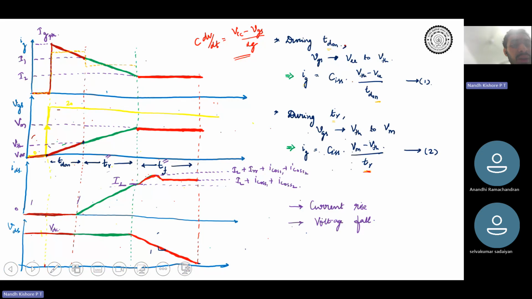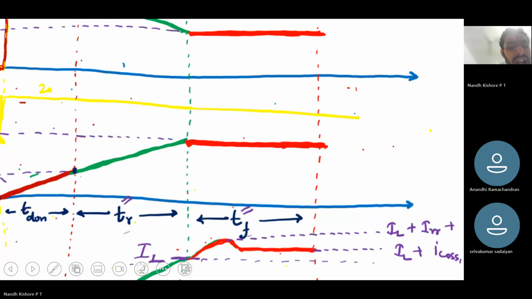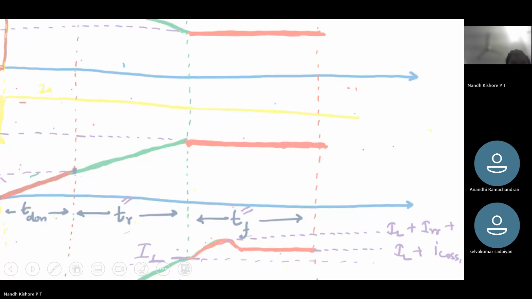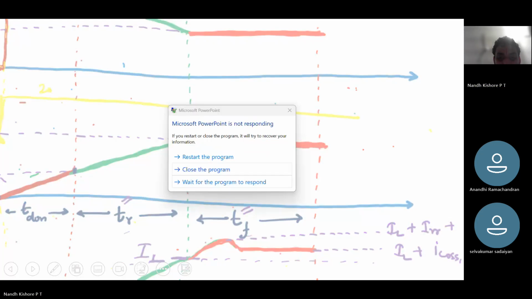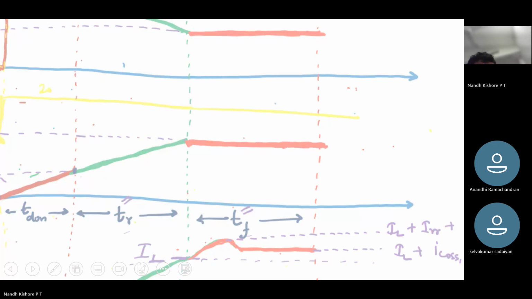During the current rise time, we averaged out I1 and I2. I don't know, it has hanged my computer. So we found out what is I1 and I2, and we found out the average, and then, are you guys there? My screen has hanged. I'm not able to do anything.